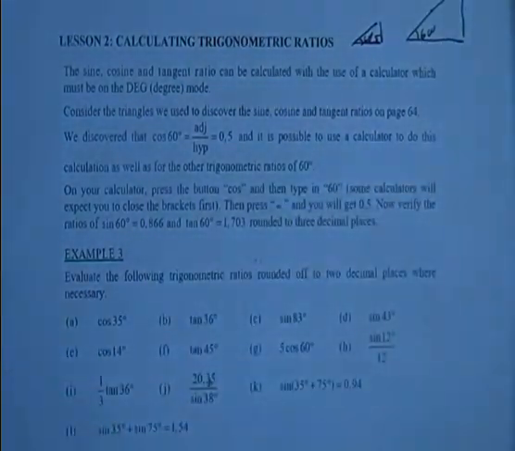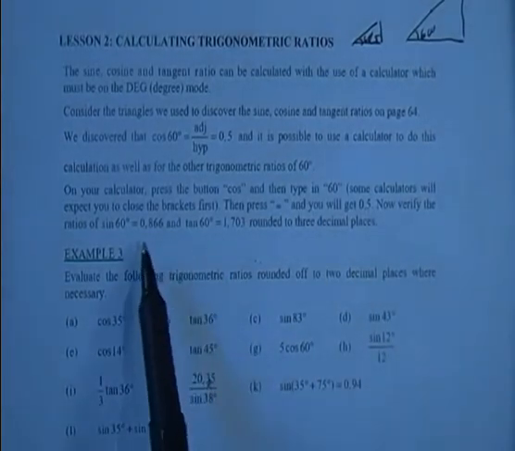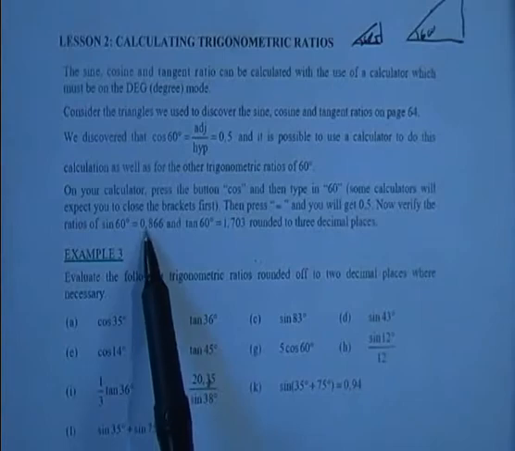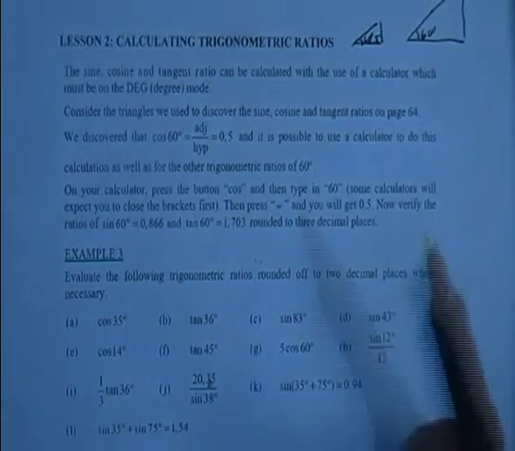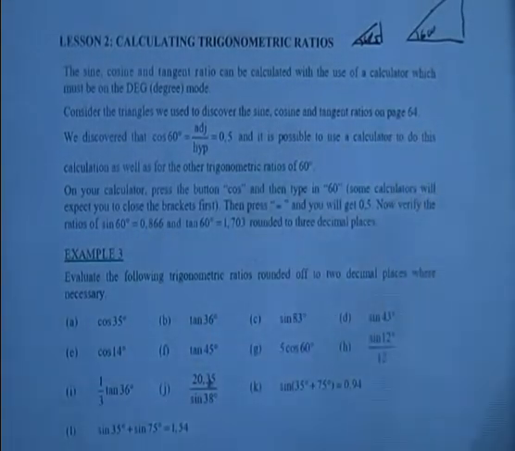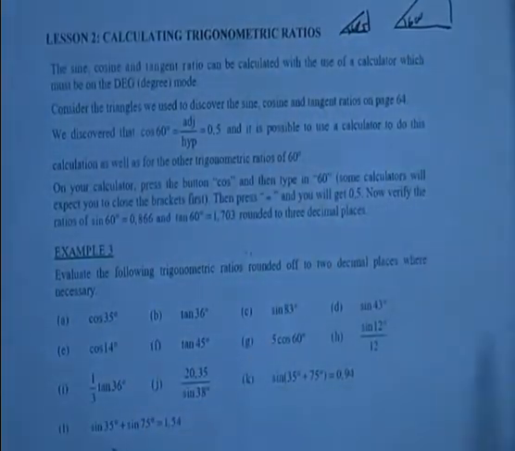When you get so many decimals, the recommended number of decimal places for a trig ratio is 3. Sometimes the instruction can say to give it in 2 decimal places, and you must just follow the instruction in that case.